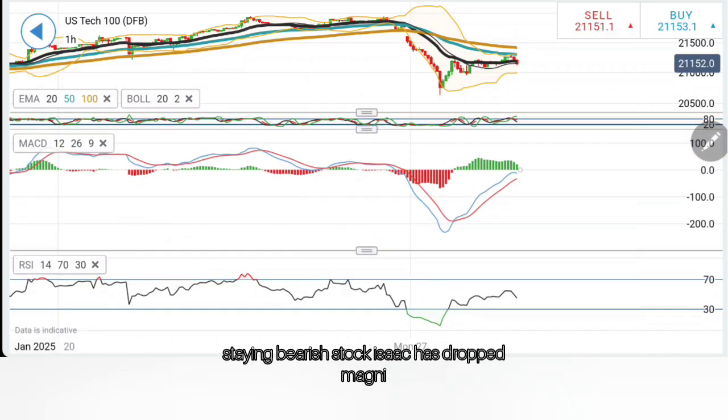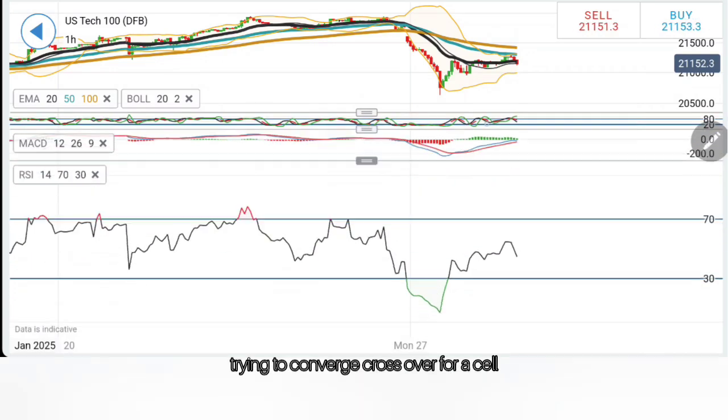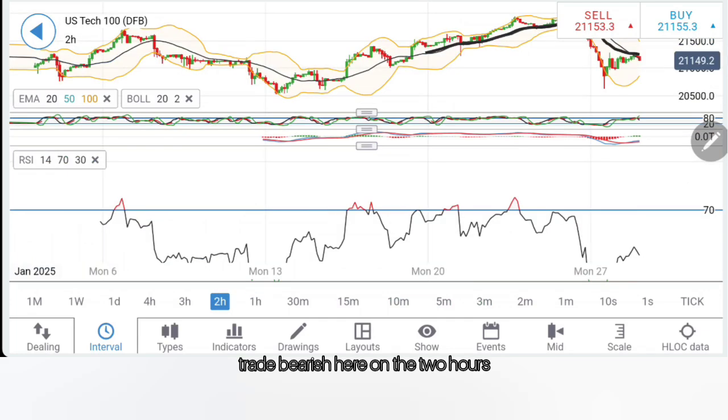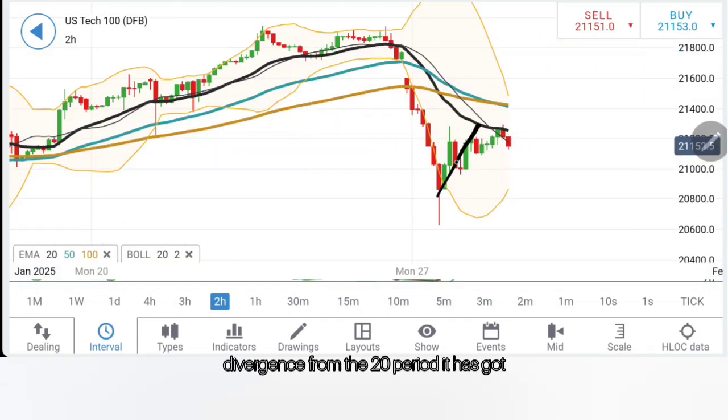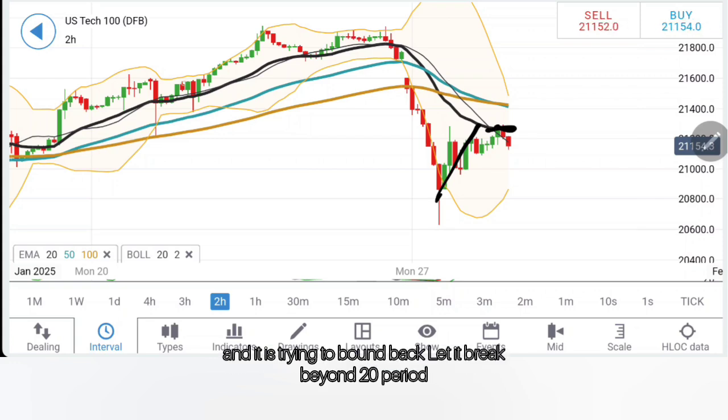Stochastic has dropped. MACD trying to converge, crossover for a sell. It is not yet crossed over. RSI trying to trade bearish here. On the 2-hour charts, what has happened? Prices were trading with divergence from the 20 period. It has got the resistance from the 20 period intact, and it is trying to bounce back.